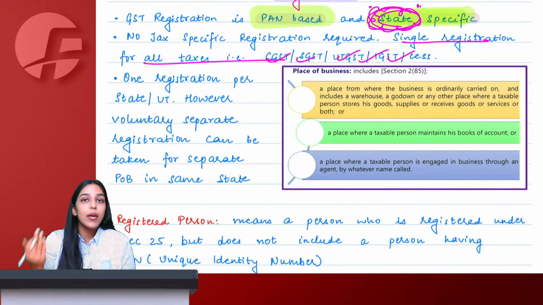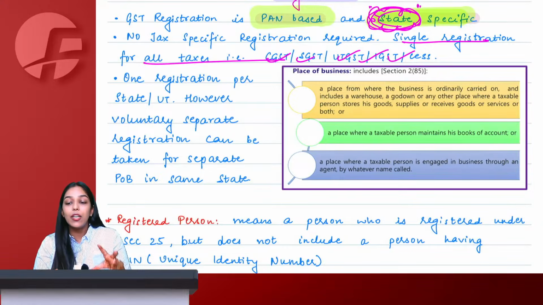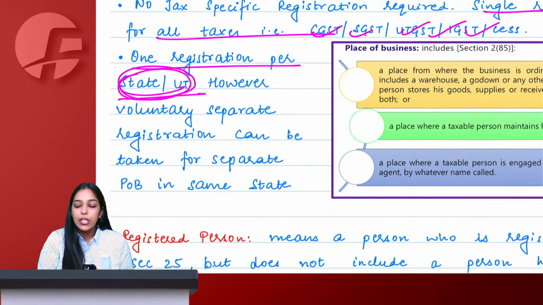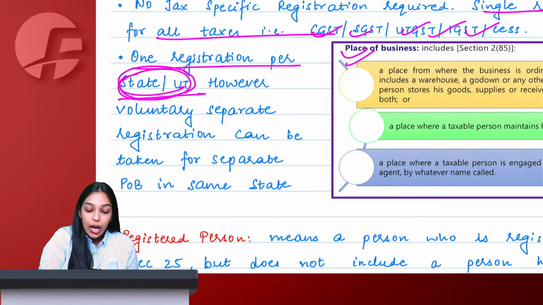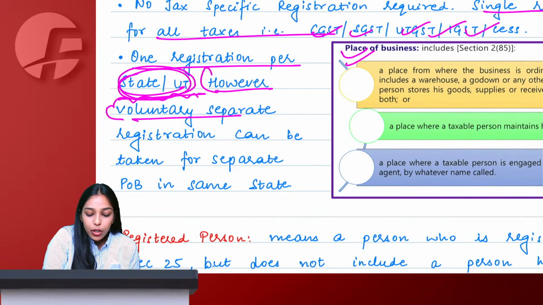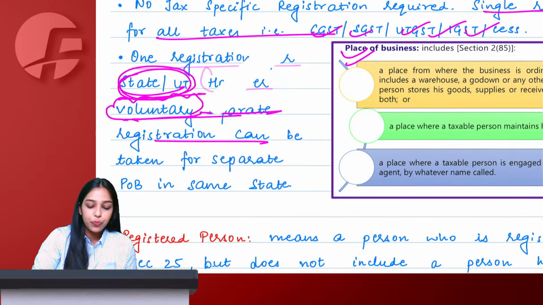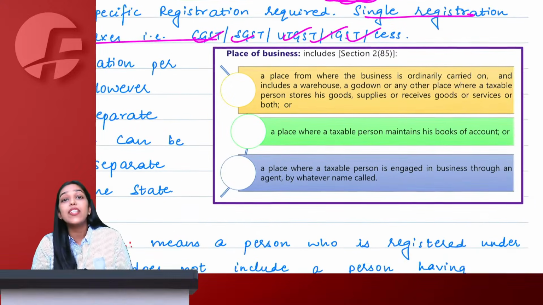If you have more than one place of business in a single state and you want to take more than one registration voluntarily, you may proceed, the government cannot deny you. So one registration is required for every state or UT wherever I have a place of business. However, if I voluntarily want to take a separate registration in the same state, I can still do so. Ma'am, what do you mean by place of business?